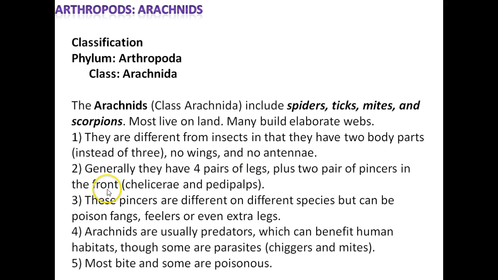Generally, they have 4 pair of legs plus 2 pair of pincers in the front, and those would not feel so good. These pincers are different on different species, but can be poison fangs, feelers, or even extra legs. Arachnids are usually predators, which can benefit human habitats, though some are parasites like chiggers and mites.